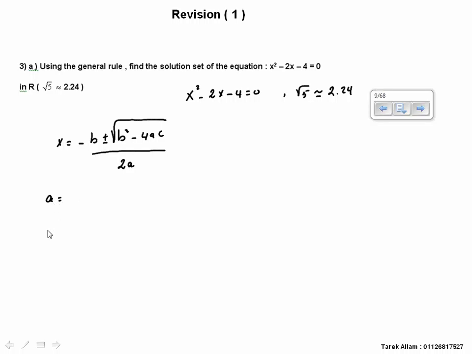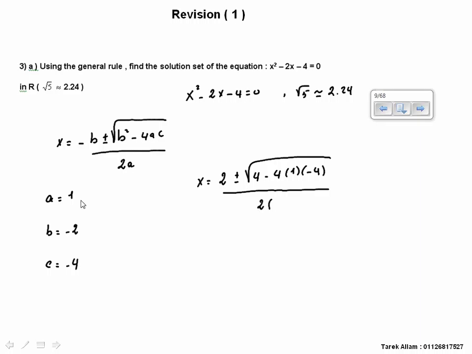So I want to find the value of a, the value of b and the value of c. The value of a is the coefficient of x squared, equal to 1, the value of b is the coefficient of x, equal to negative 2, and the value of c is the number term free of x, which is equal to negative 4. By substituting in the formula, x equals 2 plus or minus the square root of 4 minus 4 times a, which is 1, times c, which is negative 4, over 2 times a, which is 1. So x equals 2 plus or minus the square root of 4 plus 16, which is 20, over 2.